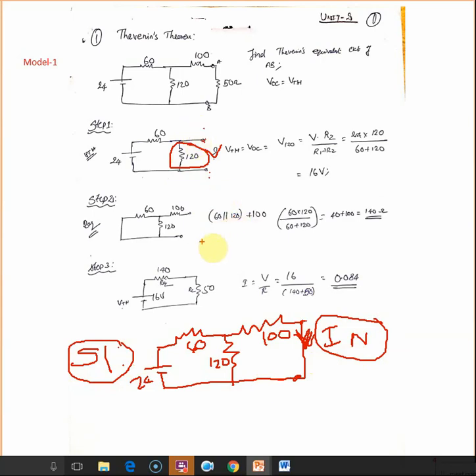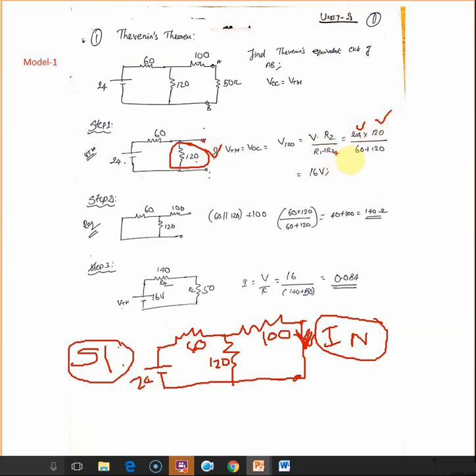Okay, let's go to one more point: how to find the voltage across the 120 ohm? Two resistances are connected in series. There are two methods available. One is the Ohm's law method, which is very lengthy. The simplest method is the voltage division rule. What is the voltage division rule? V across 120 ohm is equal to V into R2 divided by R1 plus R2.